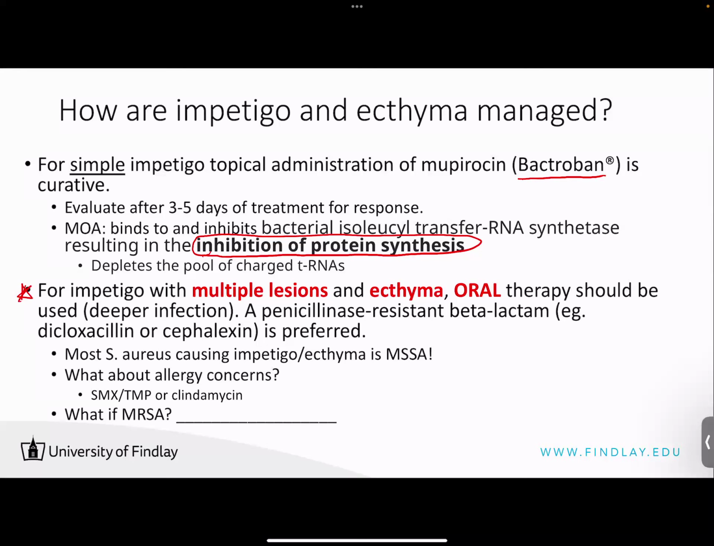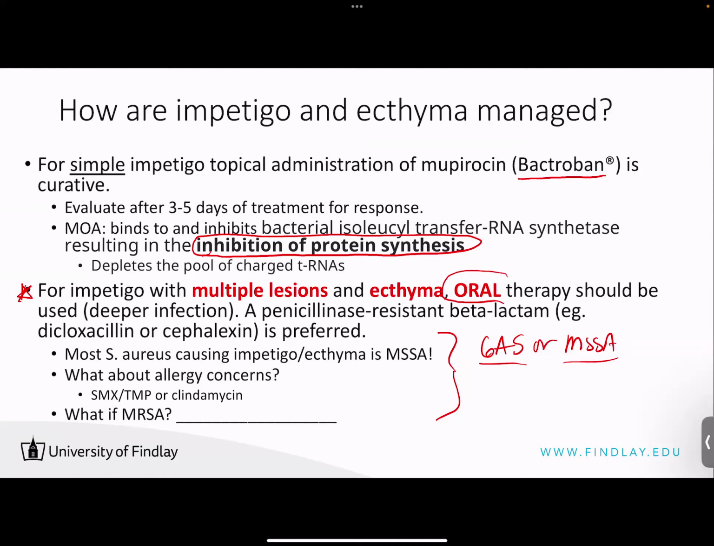Since ecthyma is a deeper infection, treating it from the top down is largely ineffective. As a result, we have to give oral antibiotics for ecthyma. Right? And when we have ecthyma, it's usually group A strep or methicillin susceptible Staph aureus. That's causing the preponderance of ecthyma infections.